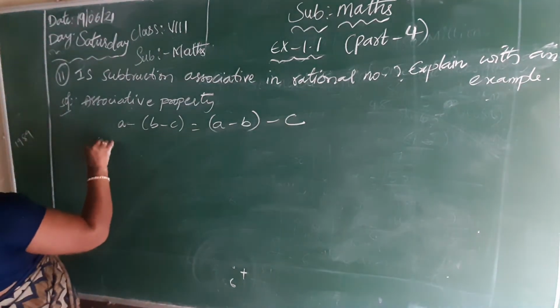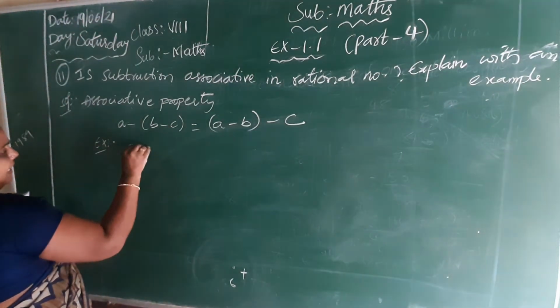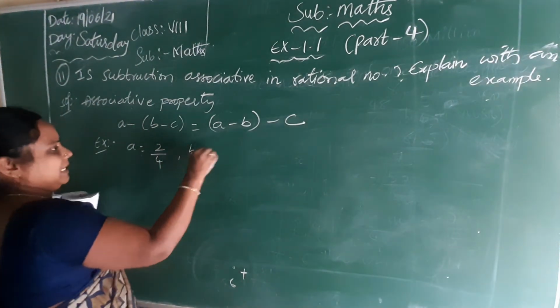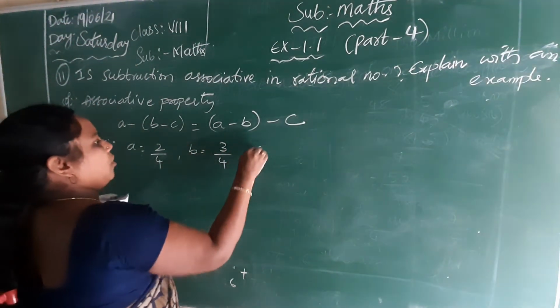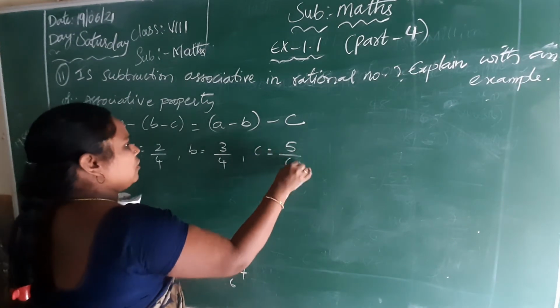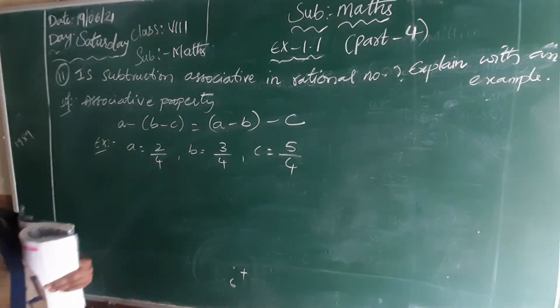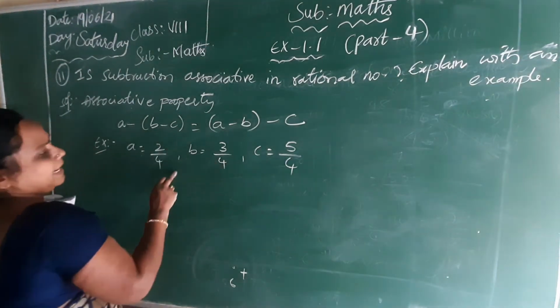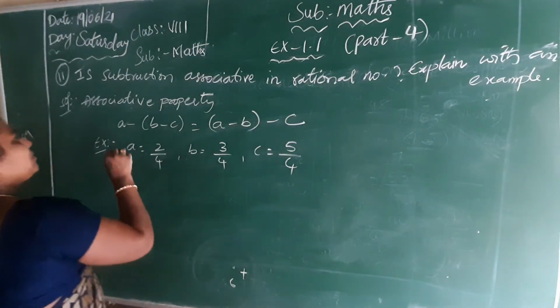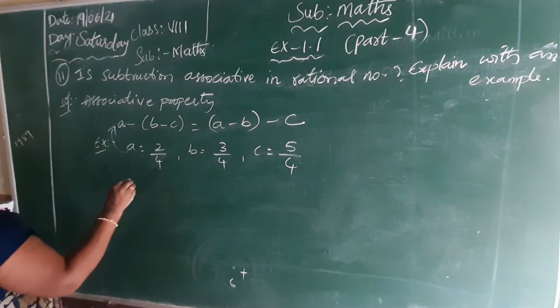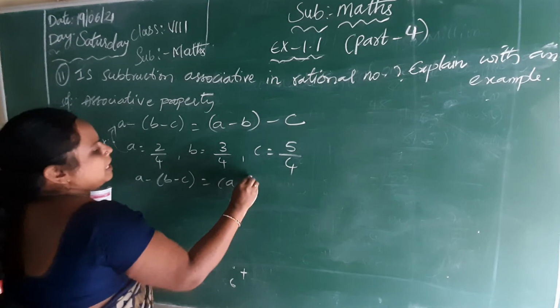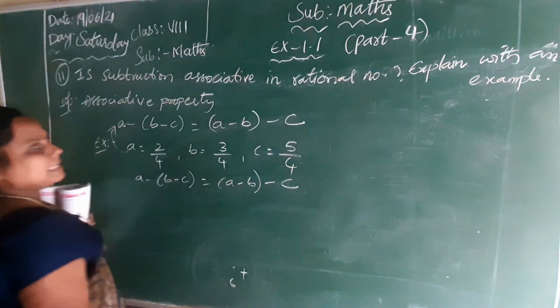So example, I am taking A is equal to 2 by 4, B is equal to 3 by 4, C is equal to 5 by 4. This is the example. So I am taking ABC values my own. You can take your own values also. I am substituting in the rule. So what is the rule here? A minus (B minus C) is equal to (A minus B) minus C.